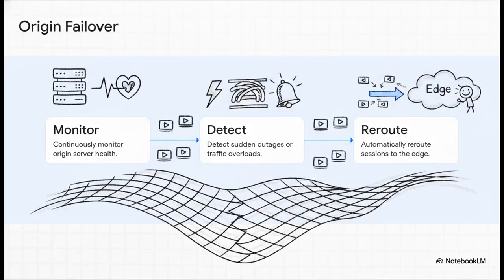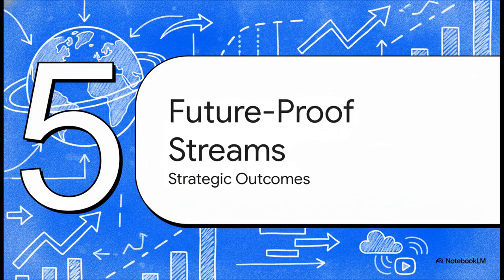And that brings us to the third pillar, origin failover. This is essentially your architectural safety net. The system is continuously monitoring your primary origin server's health. If it detects a sudden outage or some massive traffic overload, it automatically and instantly reroutes those user sessions to alternate origins at the edge of the network. The best part? The viewer just keeps right on watching their stream, totally unaware that a failure even occurred behind the scenes.